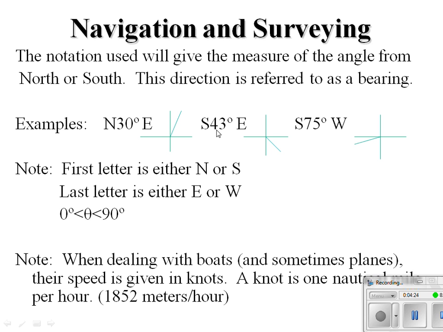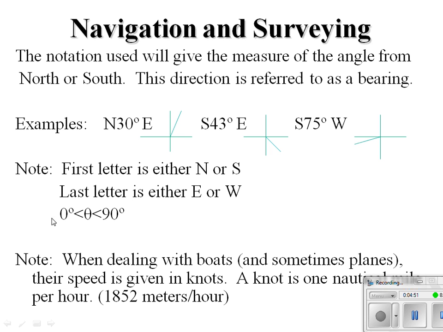So for the next one, south 43 east, you picture facing south, straight down, and then tilting in the eastern direction. So the angle that's swept out is this one right in here where my cursor is, 43 degrees. And then finally the last one, south by 75 west. So again, picturing facing straight down, and then tilting in the western direction, which on our paper is to the left, and this angle is 75.